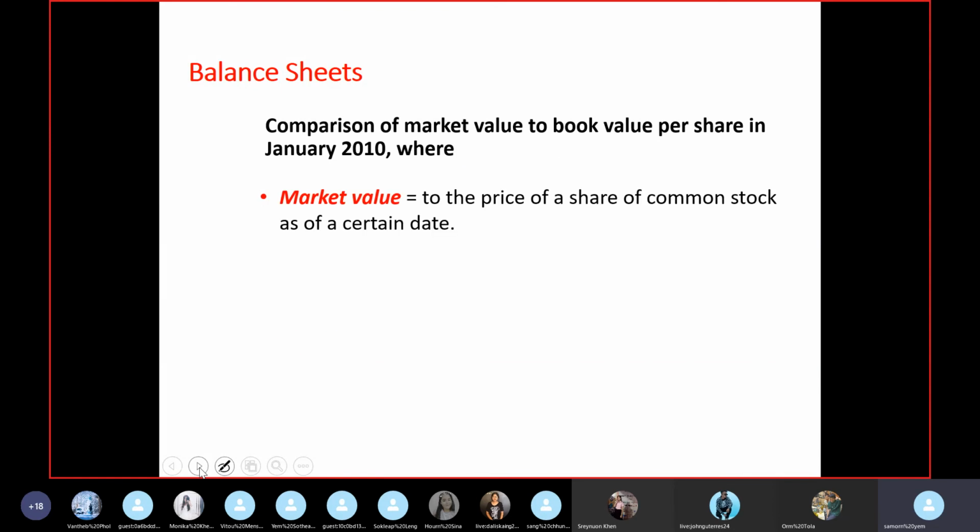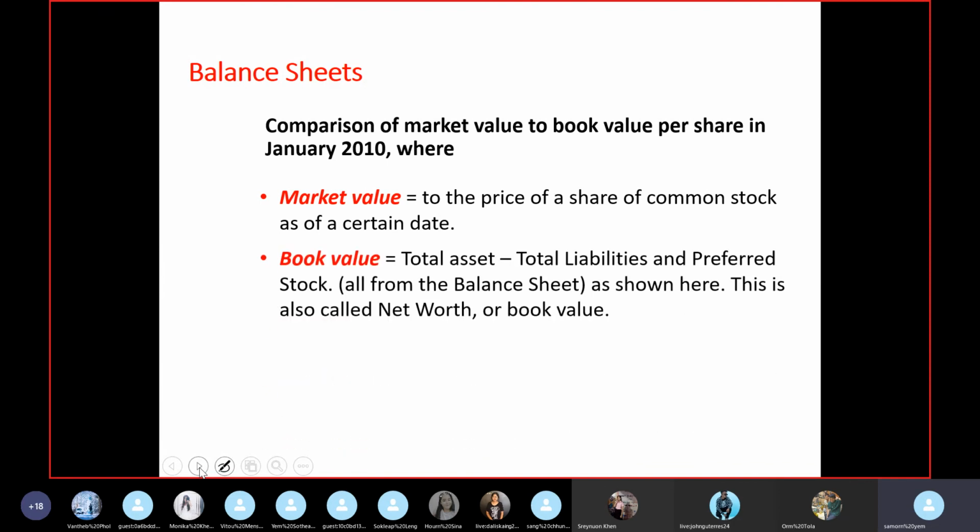Now we go to the market value and book value. What is market value? What is book value? If we talk about market value, it means it is equal to the price of a share of common stock at a certain time. So the market value here means the price of the stock. And if we talk about the book value, it means the total assets minus total liability and preferred stock.